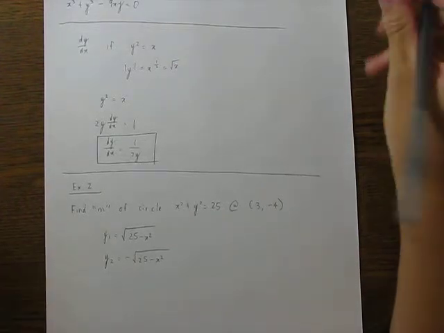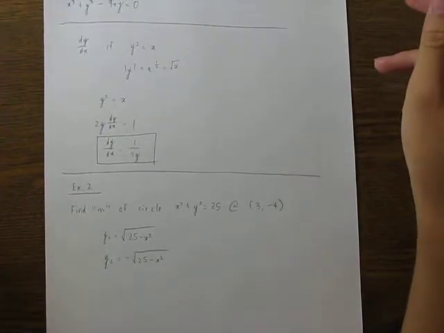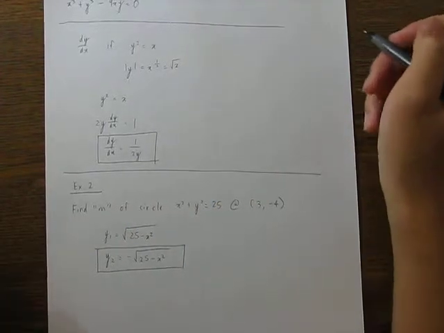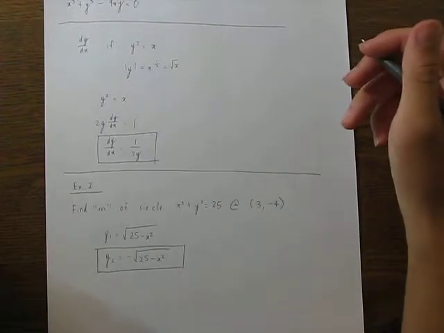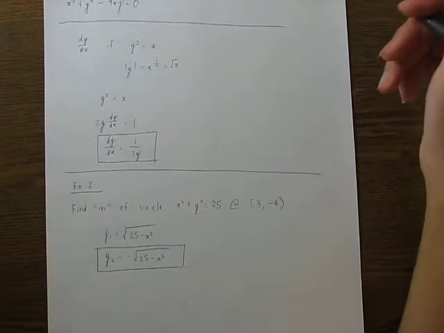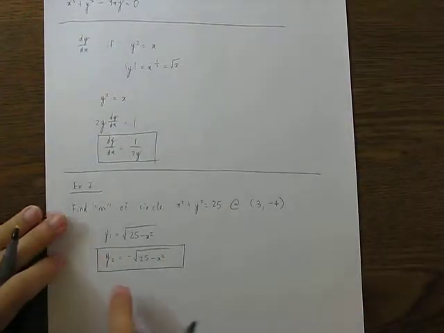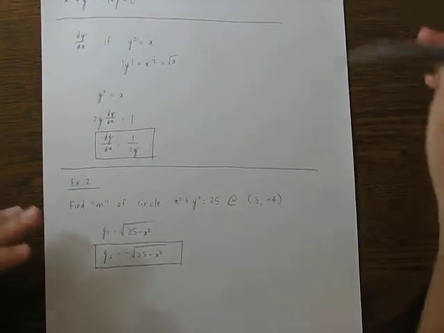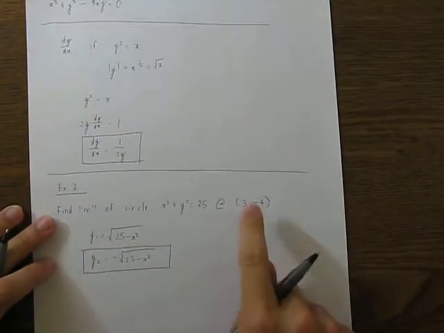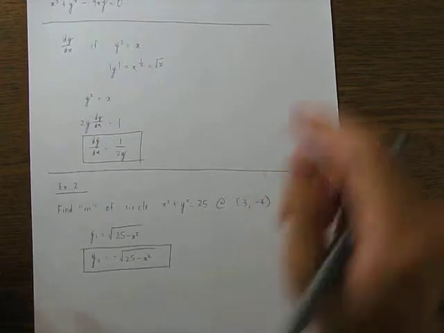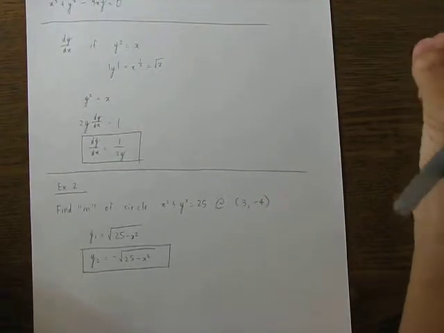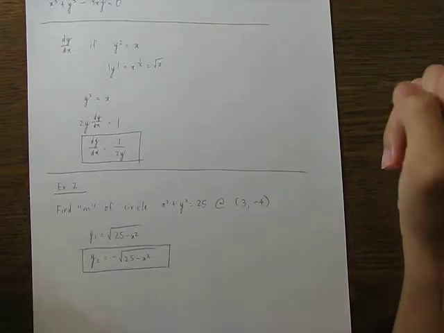Now the point (3, -4) lies on the graph of y2, because it's below the x-axis. So it is possible to find the slope by calculating explicitly, by taking the derivative of this, differentiating y2 and evaluating at x equals 3. But we can also find the slope much more easily by differentiating both sides of the equation of the circle implicitly with respect to x.